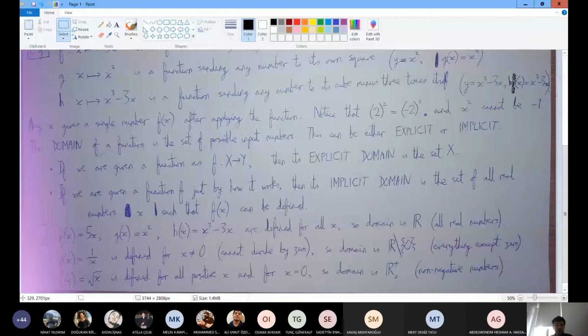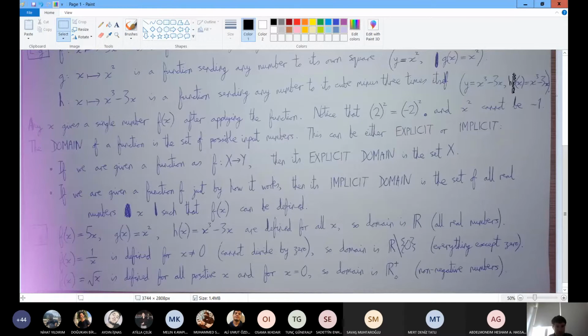f of x equals square root x. This is another function which is not defined everywhere, because you can take the square root of a positive number, you can take the square root of 0, which is 0, but you cannot take the square root of a negative number. So the domain is the set of all non-negative real numbers. It's real numbers which are positive or 0. That's the domain of the square root function. That's the set of all numbers whose square roots can be defined within the real numbers.